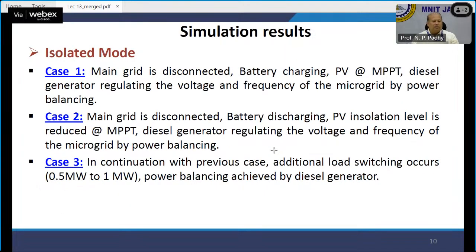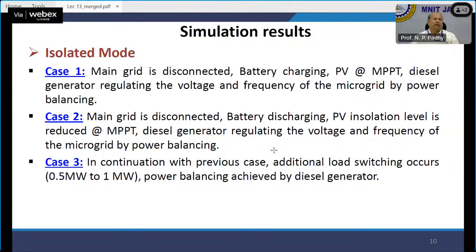Then we will have an isolated mode. In islanded mode of operation, there are 3 cases we will consider. There are 4 cases grid connected, and 3 islanded mode. Case 1, main grid is disconnected, battery is charging, PV at MPPT, and diesel generator regulating the voltage and frequency. Okay, case 1 of islanded.